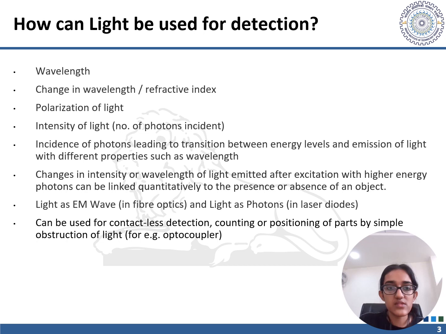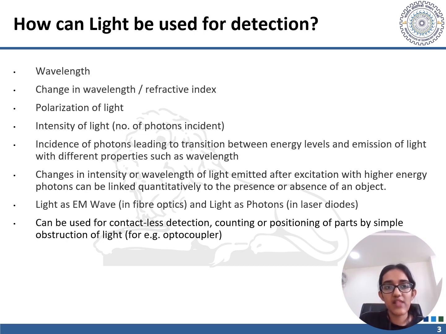We can also have photons incident on a material, causing transition between energy levels. And this transition between energy levels leads to emission of light with a property different from the original light source. So the property can be, for example, wavelength. Then we can also detect the absence or presence of an object by observing a change in the intensity of light which is emitted after excitation with higher energy photons.